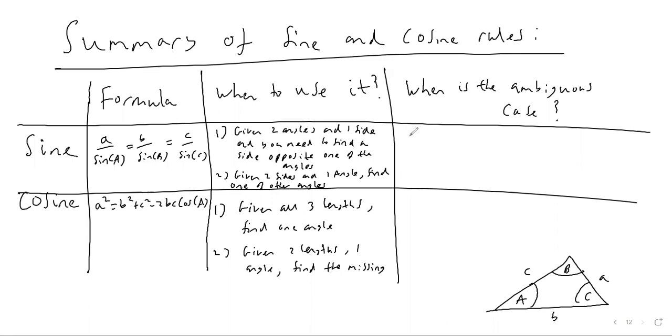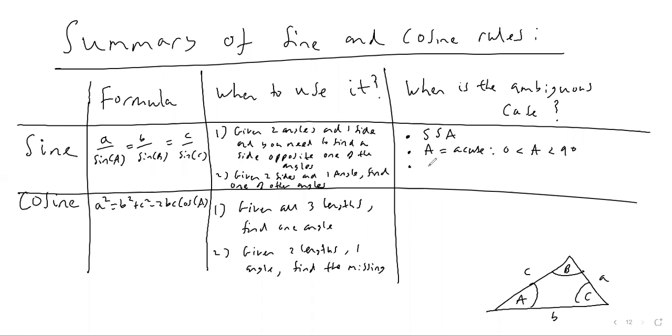And when is the ambiguous case? For the sine rule, it's when you've got a side-side angle, so a side next to a side next to an angle. And it's when the angle A is an acute angle, so the angle is between 0 and 90 degrees.